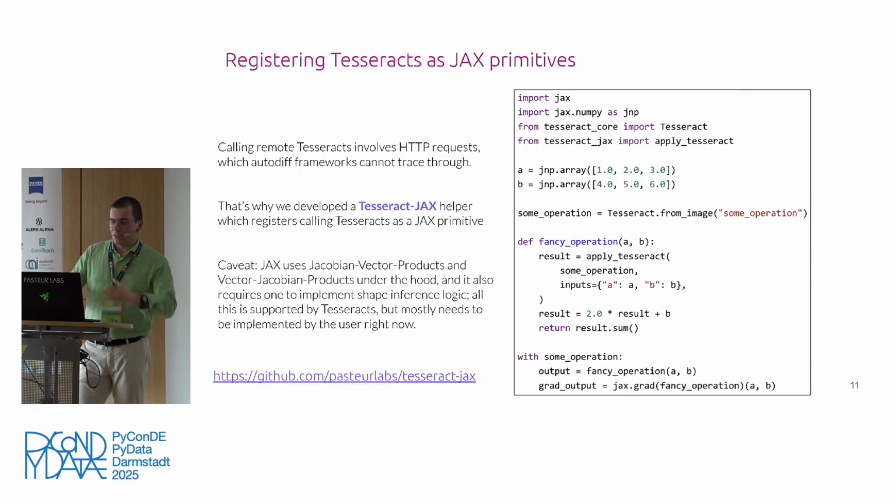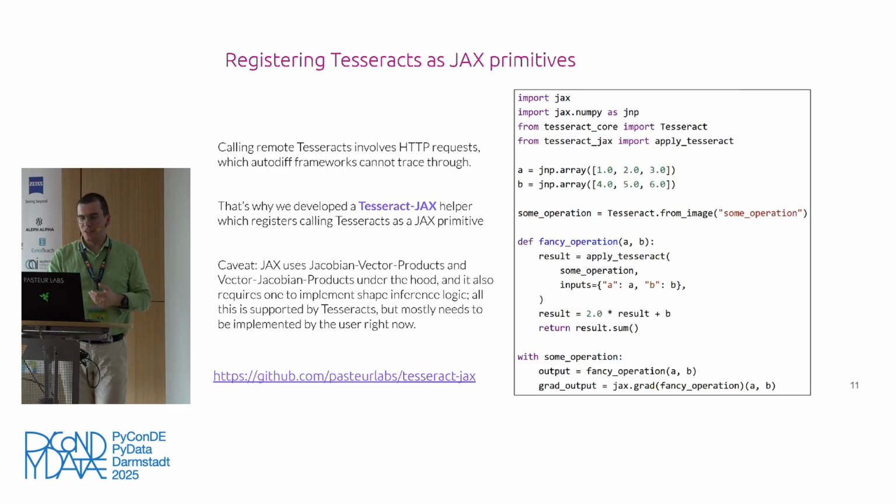So here you can see an end-to-end example of using these tesseracts with JAX. You need to import this extension, and what this does is basically register the act of calling a tesseract as a JAX primitive. So when you do that, JAX now knows how to trace through these things, even if there are software engineering things like HTTP requests happening under the hood. And writing this package was extremely interesting because we had to really delve deep into JAX internals.